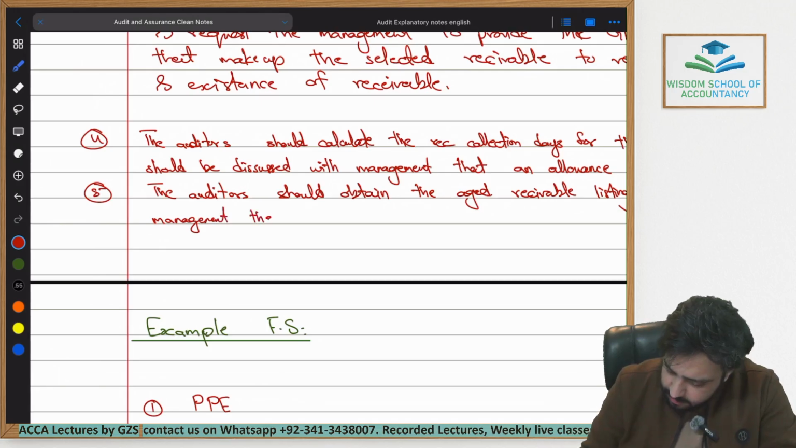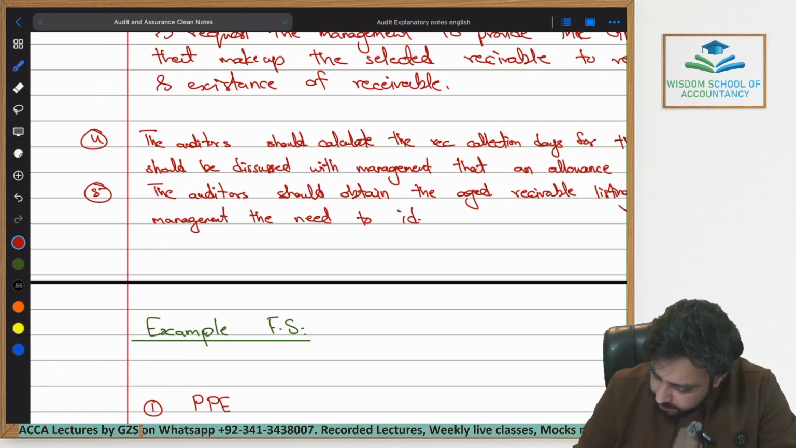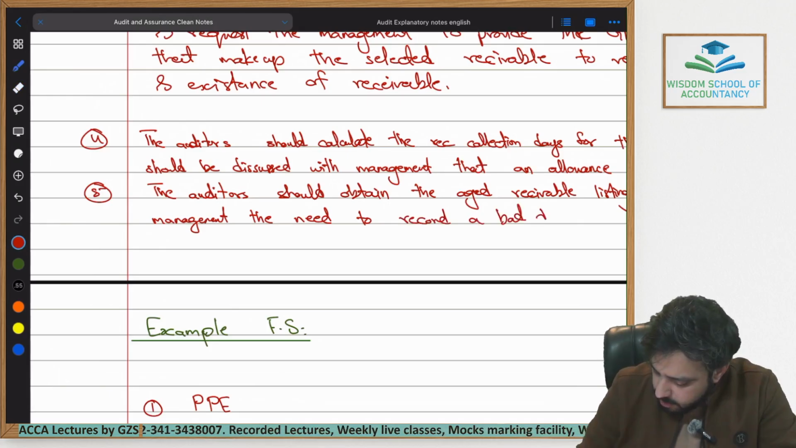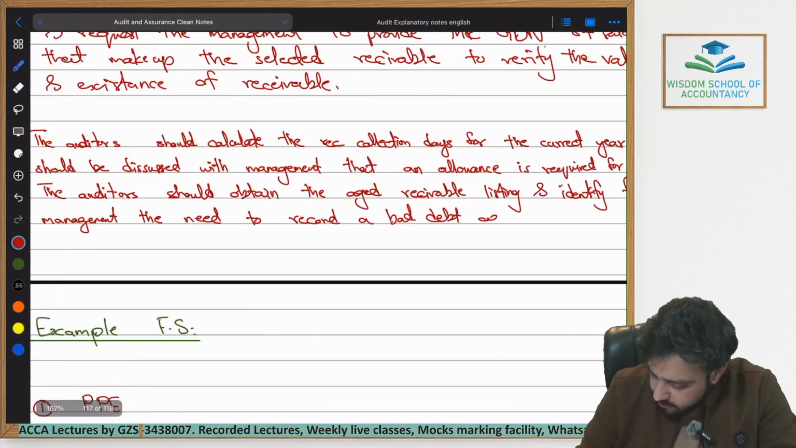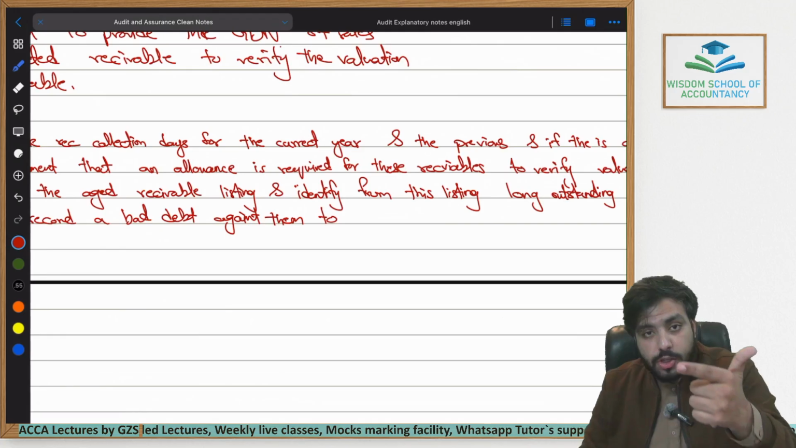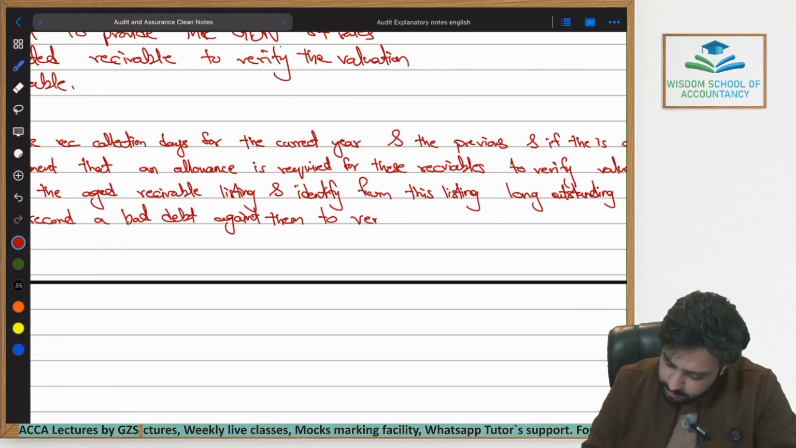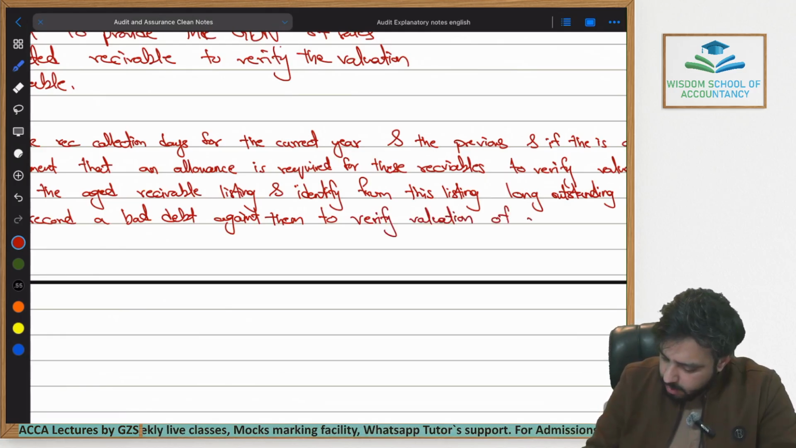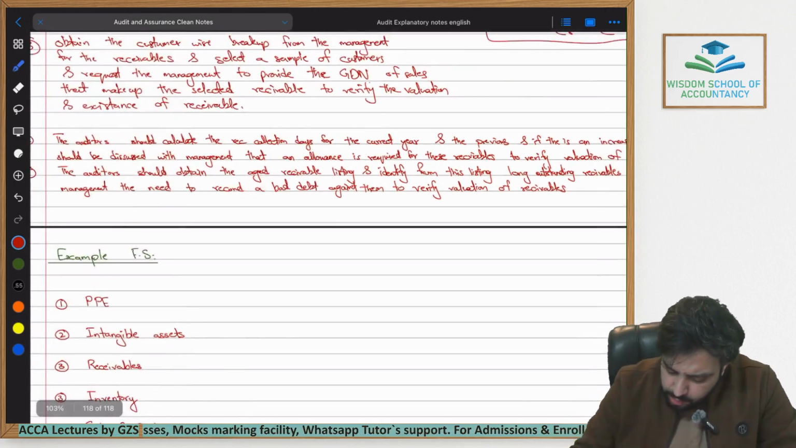the need to record a bad debt against them. To verify what? This would help them verify the valuation of the receivables. To verify valuation of receivables. Okay, this is the fifth procedure which we have created.